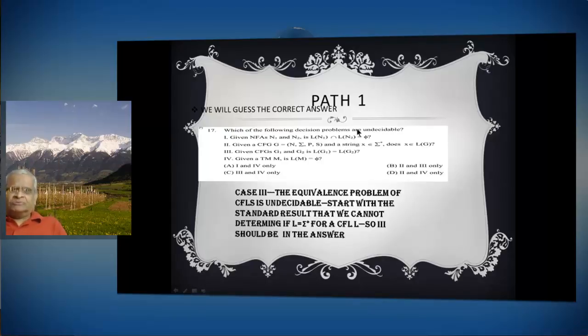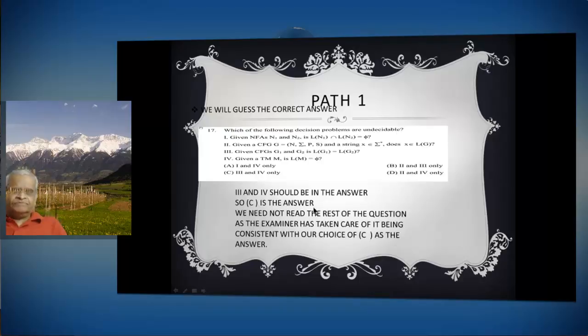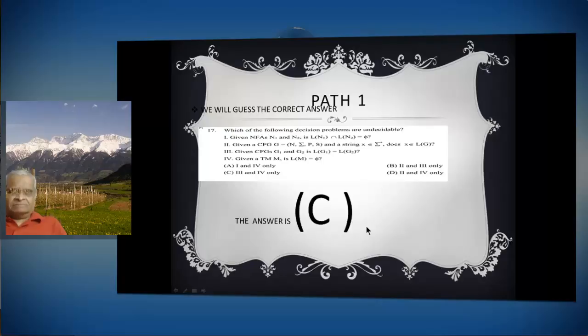But we have to decide what are undecidable. So 3 and 4 should be in the answer. Now look at the choices A, B, C, and D. C says 3 and 4 only. In other words, C is going to be the answer. We need not read the rest of the question. The examiner has taken care that the question is consistent. So C is going to be correct. A, B, and D are going to be wrong. So C is going to be the answer.